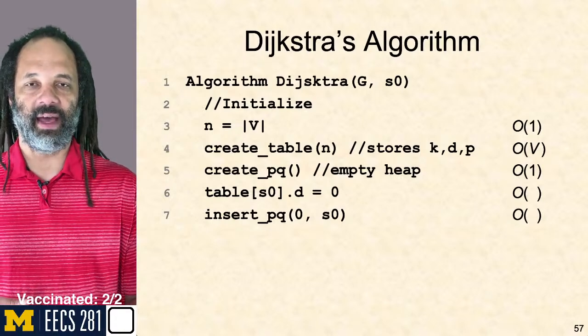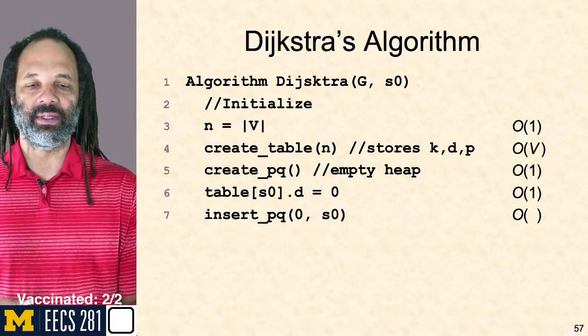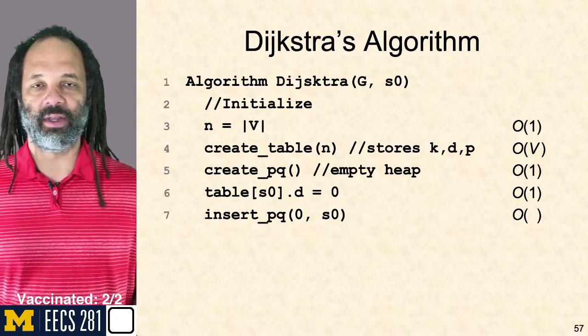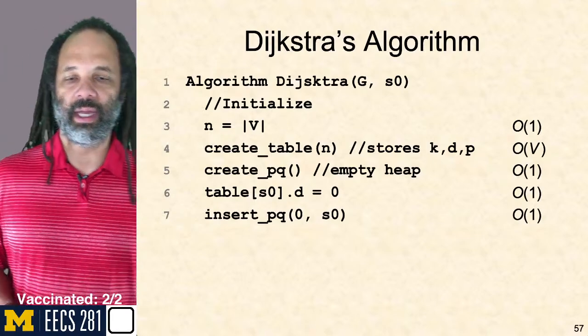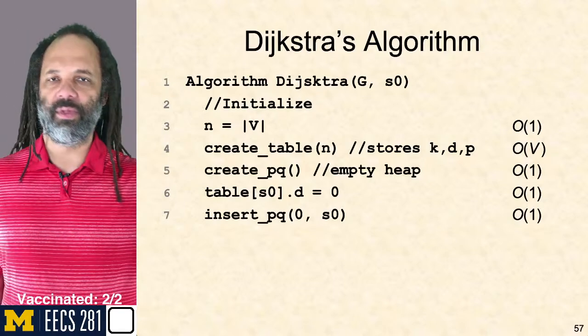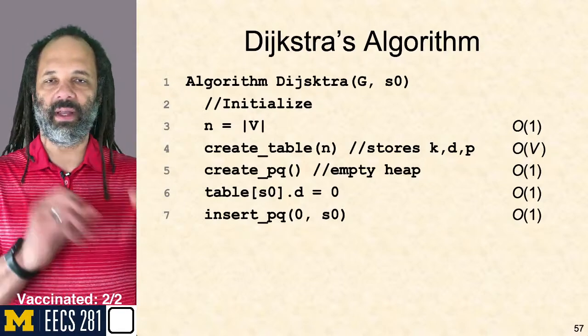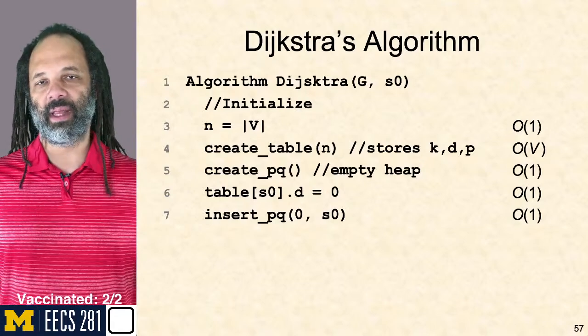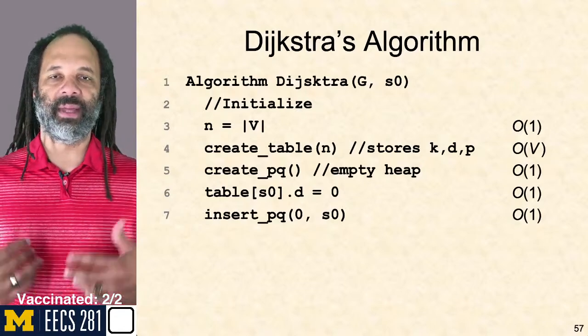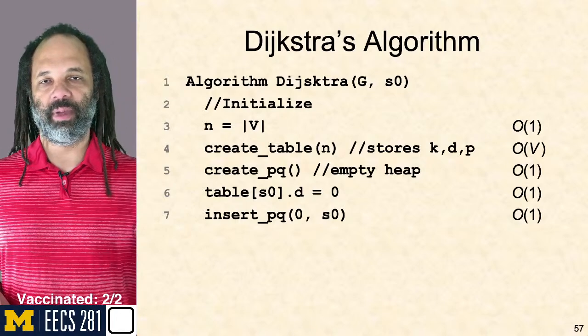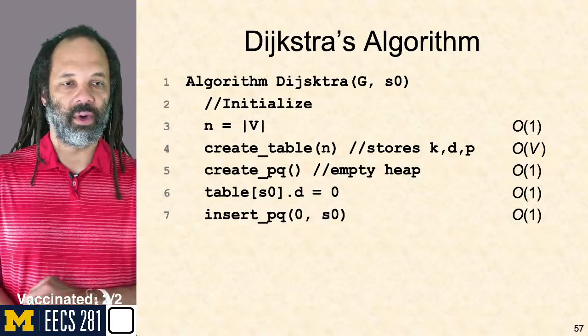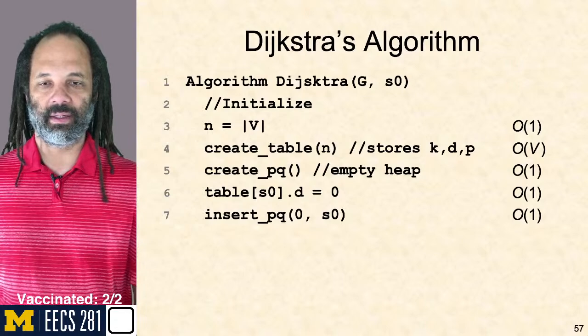I can set the value of one item equal to 0 in constant time and insert the first item into the priority queue in constant time. Then we just go through this thing where we pop something out of the priority queue, put the things around it into the priority queue. We keep going until nothing comes out of the priority queue. Anytime we pull something out of the priority queue that goes to a place that's already marked as true, we throw it out. All right?